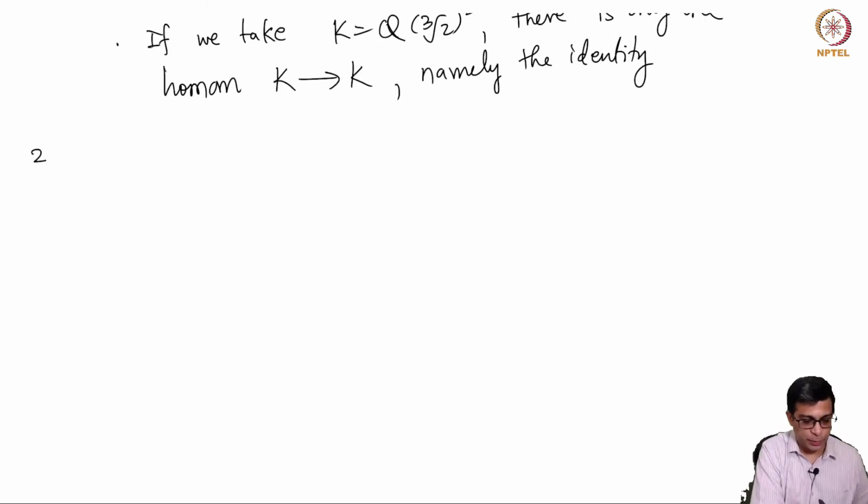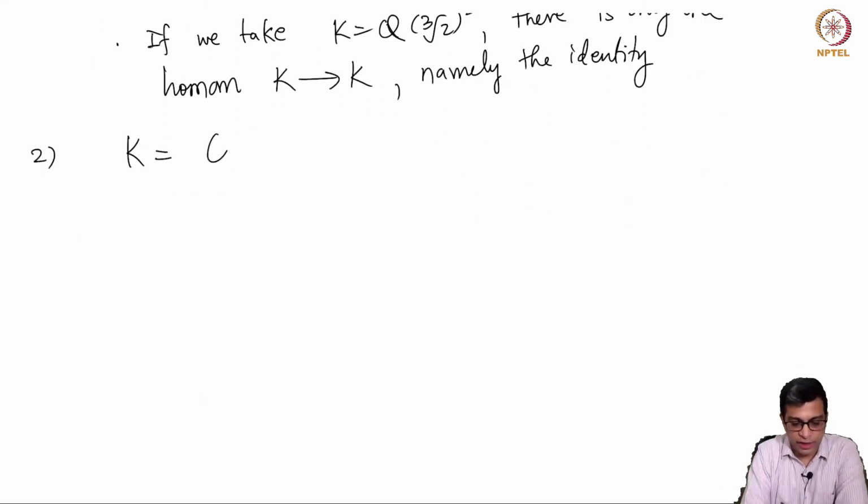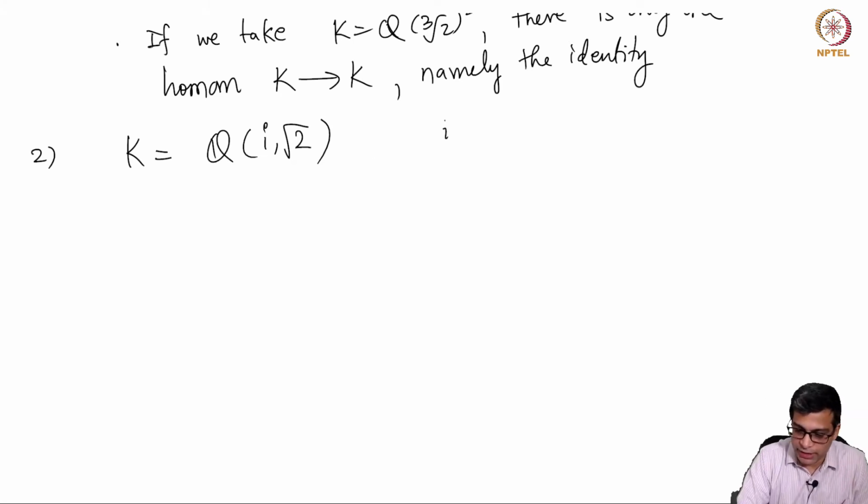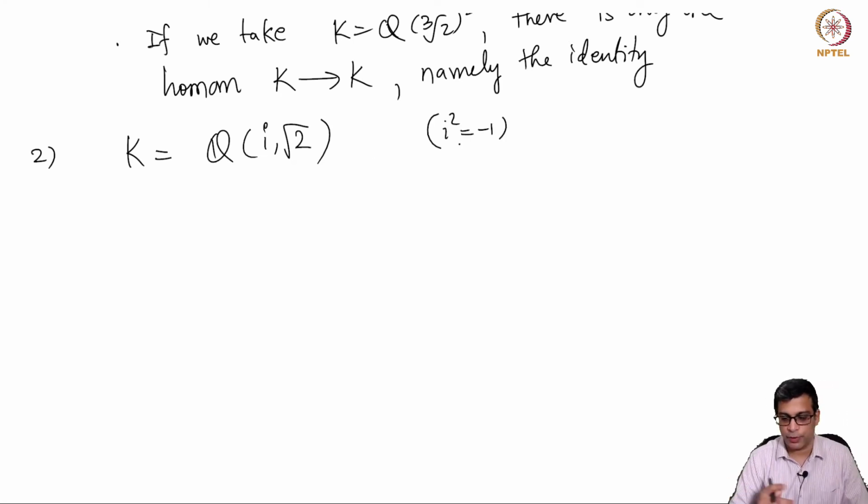Now the second example that I want to study, where there are actually interesting homomorphisms from K to K, is this field Q adjoin i, root 2. i is of course the complex square root of minus 1, always. So what are the homomorphisms? Here I claim there are 4 homomorphisms.